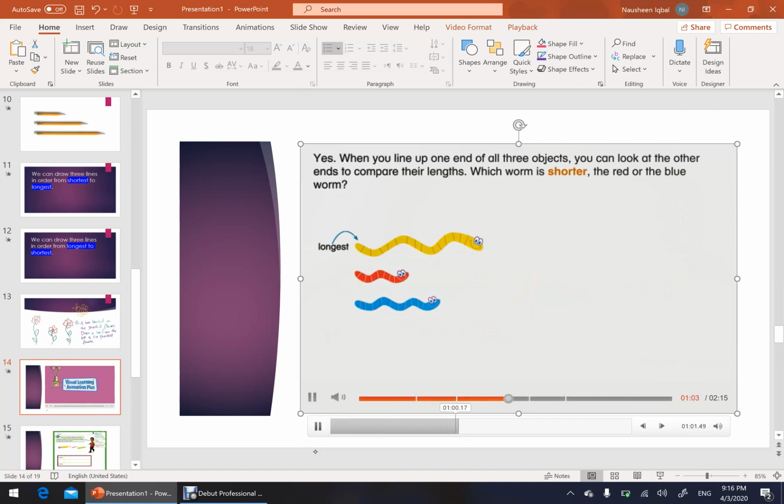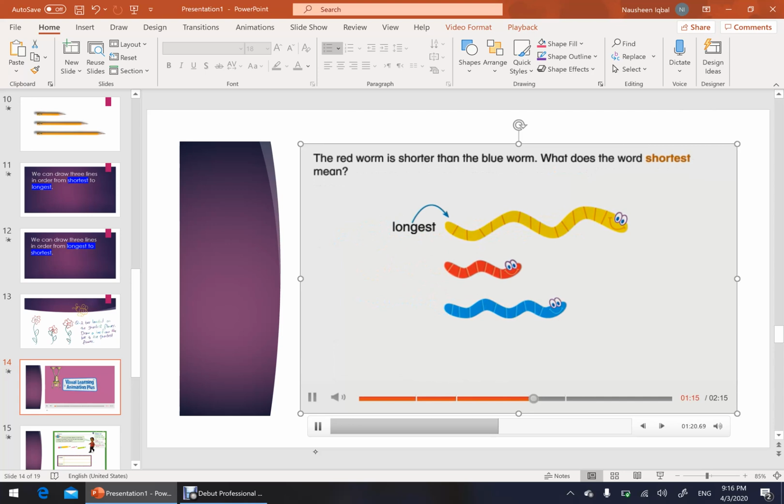Yes. When you line up one end of all three objects, you can look at the other ends to compare their lengths. Which worm is shorter, the red or blue worm? Okay, so here they're saying which worm is shorter, the red or the blue. Can you tell me which one? Good job. Select your answer. Come on, tell me which one. Excellent. The red one. The red worm is shorter than the blue worm.